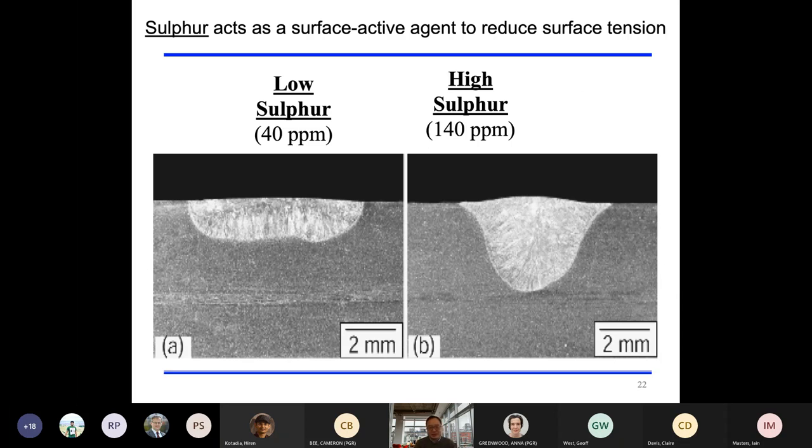For example, a previous study said sulfur can act as a surface active agent to reduce the surface tension. You can see that when you have low sulfur and higher surface tension, you get quite shallow pools. When you introduce this kind of sulfur surface active agent, you can deepen the pool and modify the morphology of the weld pool significantly, right?